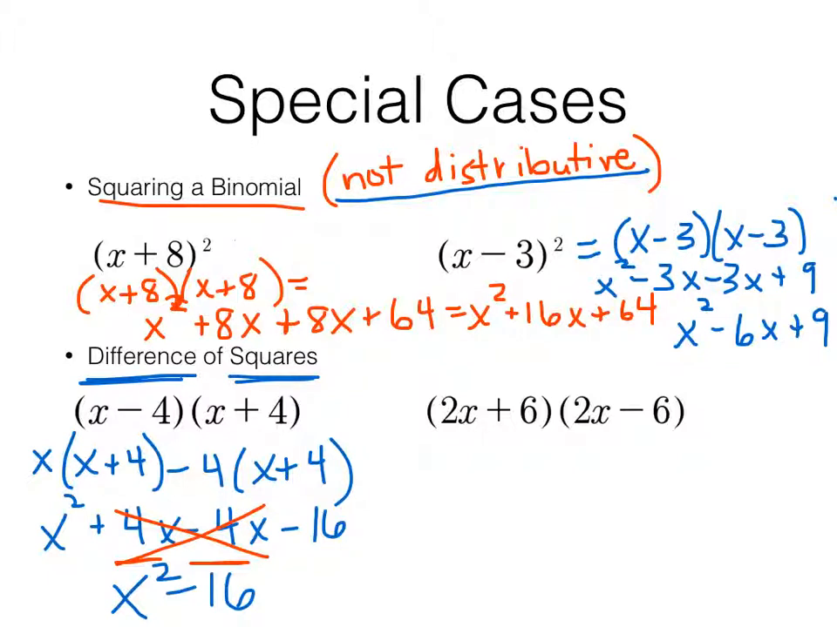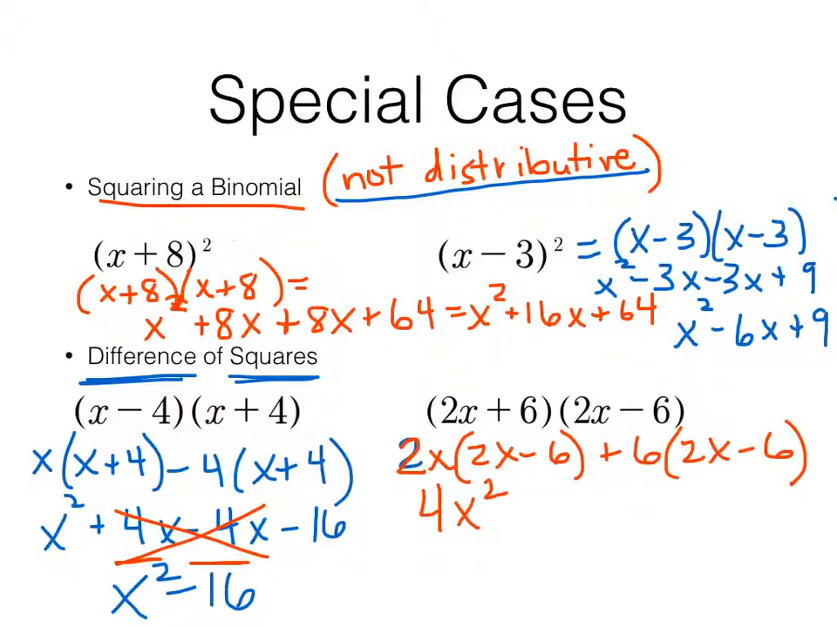Let's try this one. Okay. Again, we're going to distributive property it. So 2x. Oh, I should have switched colors. That's the pattern I was trying to get at here. 2x times 2x minus 6 plus 6 times 2x minus 6. So that's 2x times 2x, 4x squared. 2 times 2, x times x. Minus 12x, 2x times minus 6. Plus 6 times 2x is plus 12x. Oh, it happened again. And plus 6 times minus 6 is minus 36.